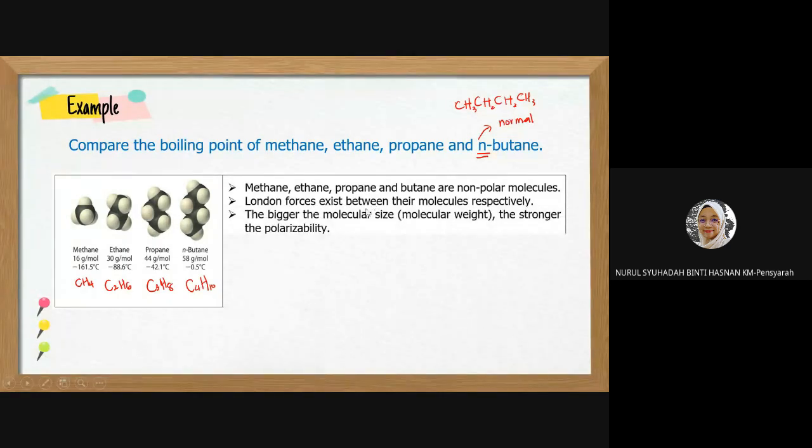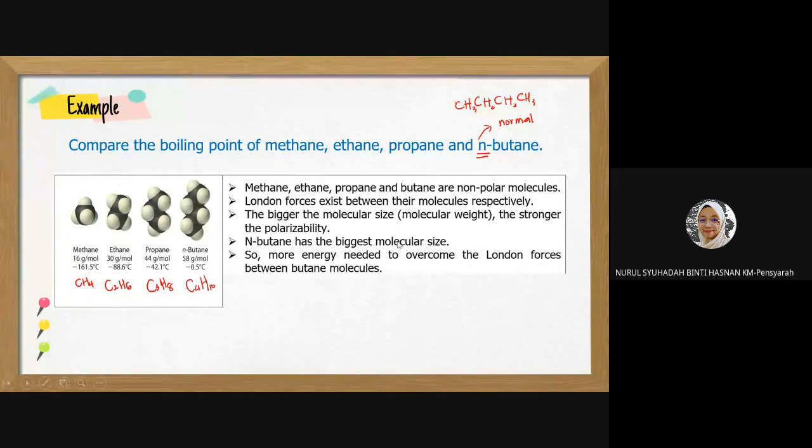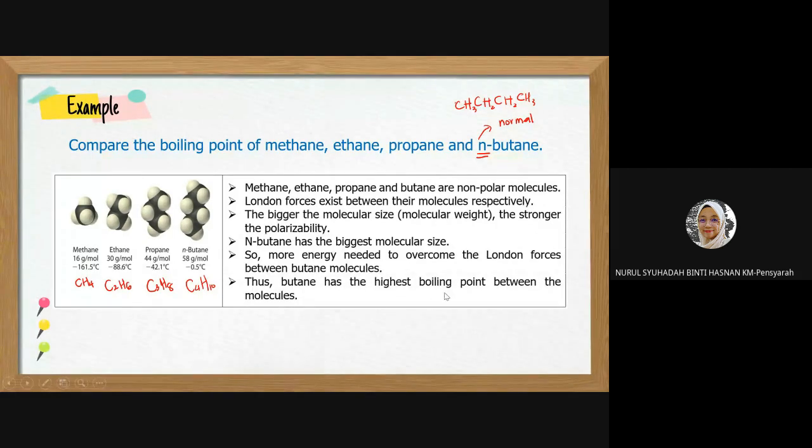Okay, so the bigger the molecular size ataupun the molecular weight, the stronger the polarizability. So since dekat sini N-butane has the biggest molecular size, so more energy needed to overcome the London forces between the butane molecule. Thus, butane has the highest boiling point between the molecule.